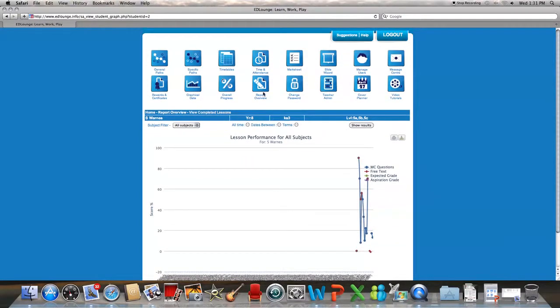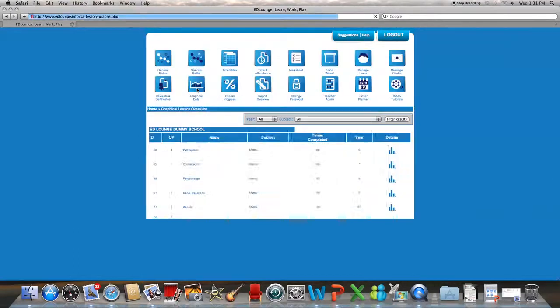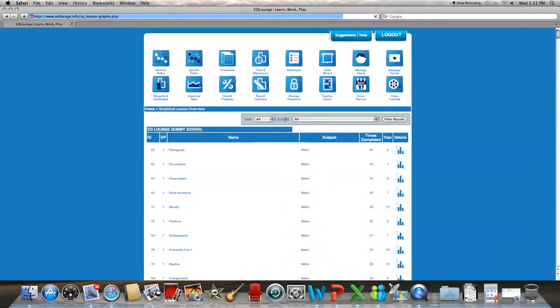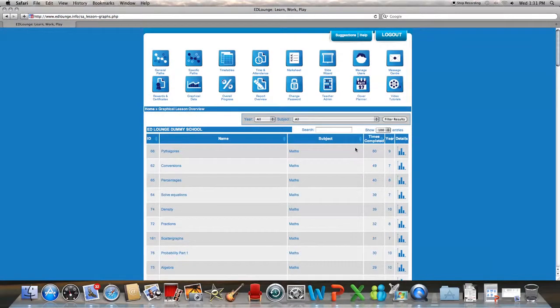If we come back now from this area to graphical data, what this enables you to do is to actually interrogate questions and actually interrogate lessons. So what we're able to do is to look for the details of a particular lesson, for example.